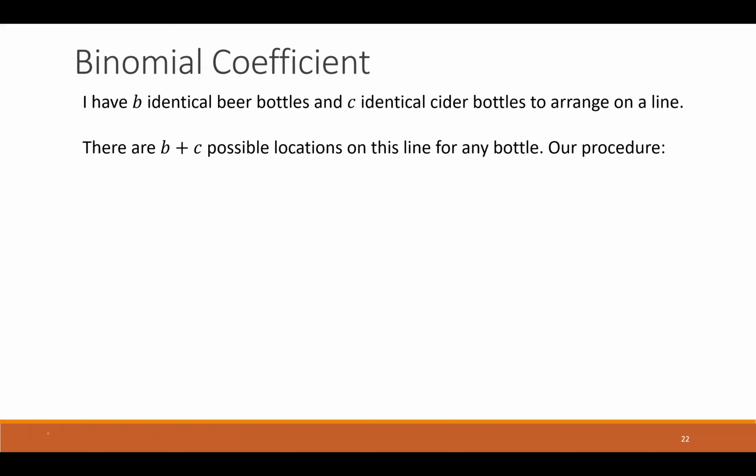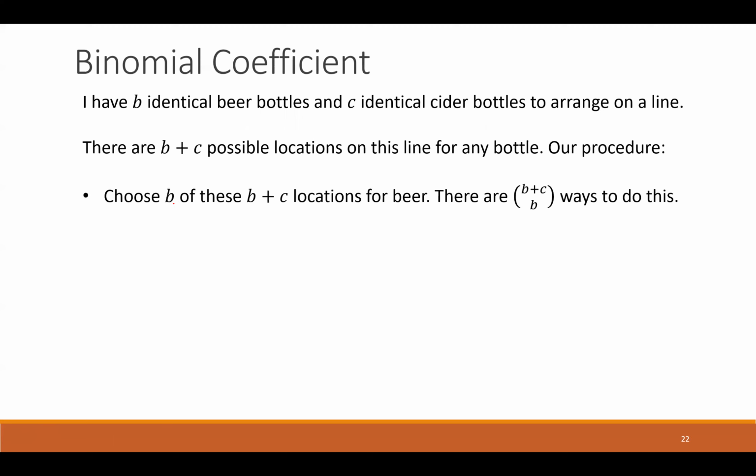Okay, so our procedure is quite simple. I'm going to choose B out of these B plus C locations for the beer, right? And there are B plus C choose B ways to do that. So I have B plus C possible locations. I'm going to choose B of them, and I'm going to put the beer bottles in those locations.